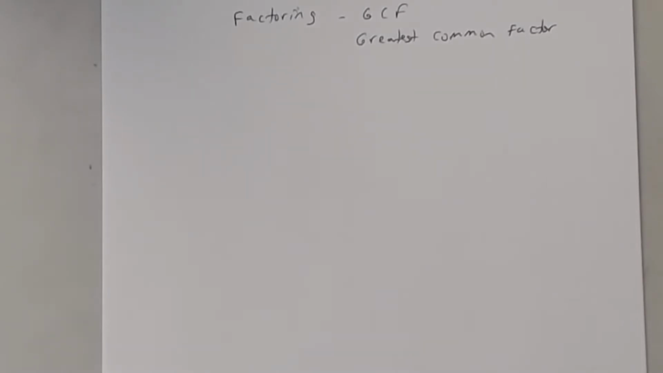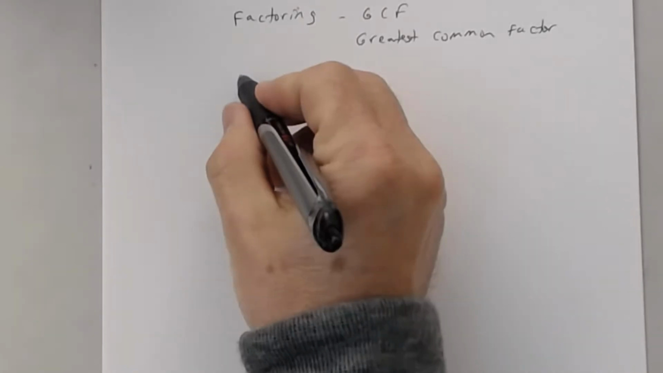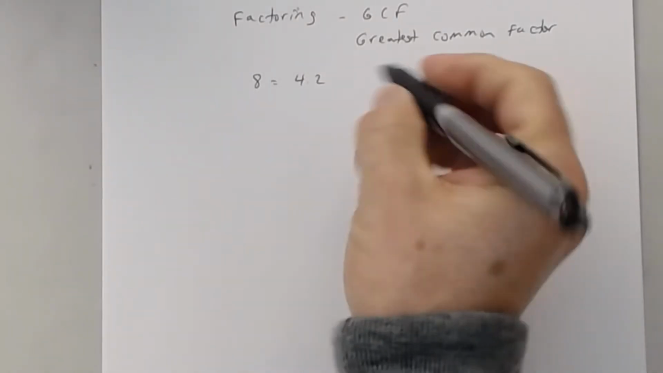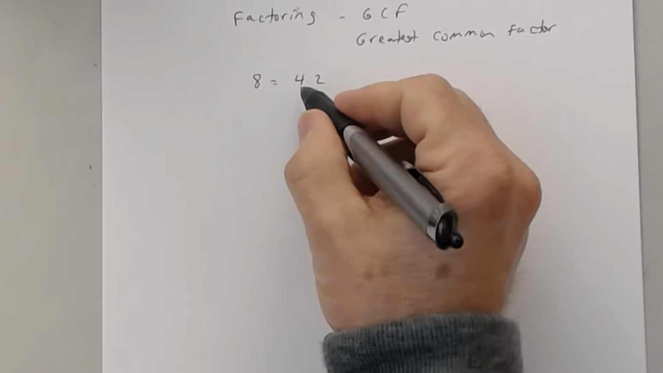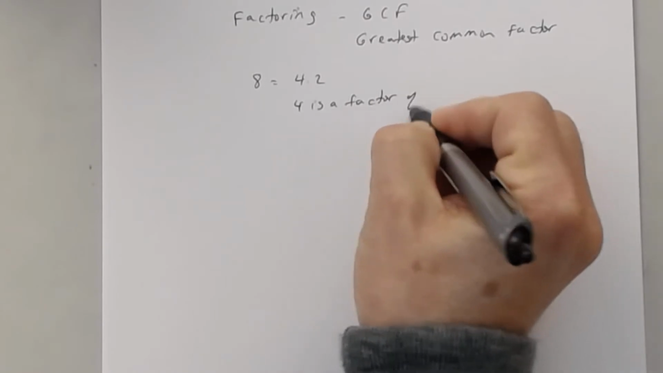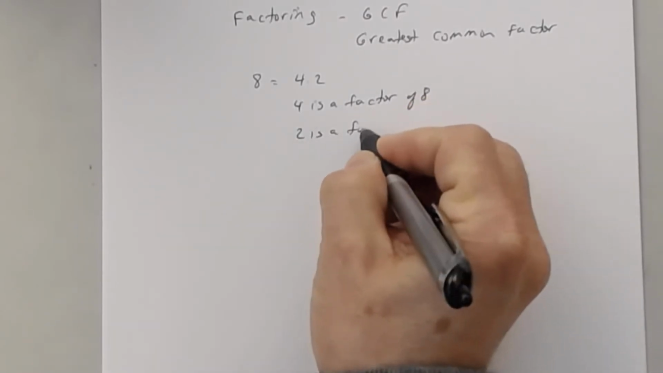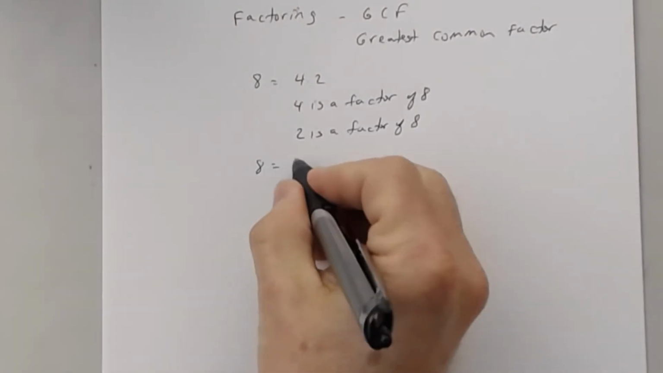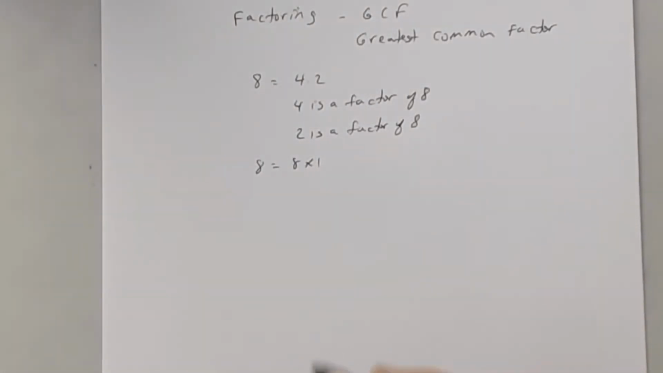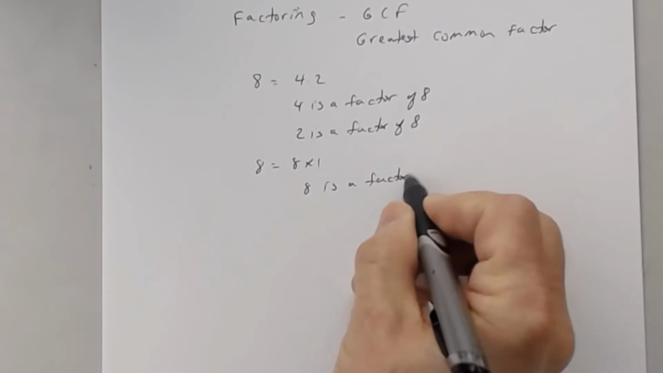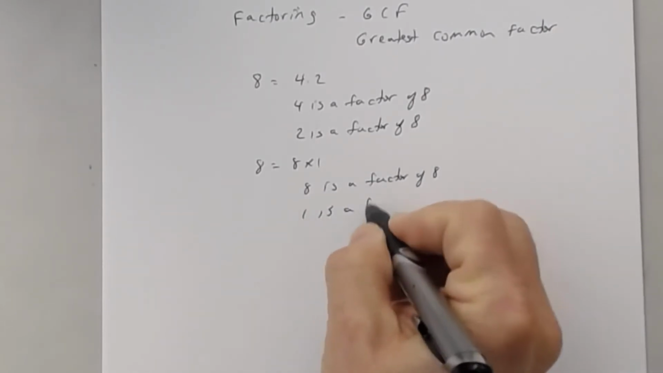First of all, let's talk about the word factor. If I look at the number 8, do y'all agree that I can write 8 as 4 times 2? Yes. So I wrote 8 as a product. This product means that 4 is a factor of 8. 2 is a factor of 8. Okay? I can also write 8 as 8 times 1, couldn't I? So that also means that 8 is a factor of 8. 1 is a factor of 8.